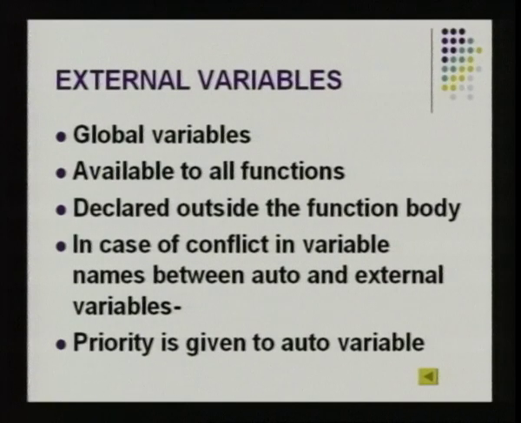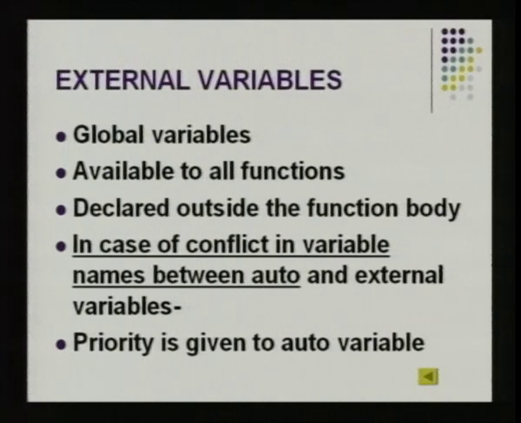So in that case, when there is a conflict between the global variables and the local variables, I am having a global variable with the same name x, I am having a local variable inside one of the functions with the same name x. In that case the compiler will hide the use of the external variable and the priority will be given only to the local variable. That is what is mentioned over here.